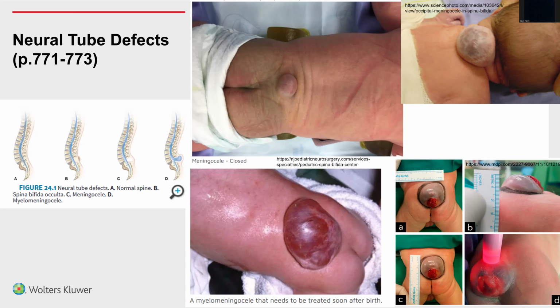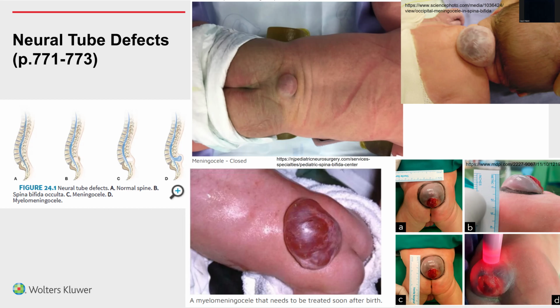And then you have D, which shows you a myelomeningocele. With these disorders, especially a myelomeningocele, it's not uncommon to see those babies develop hydrocephalus. So just be aware of that as well.